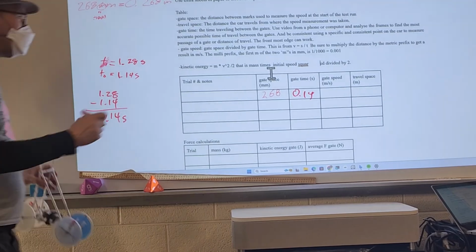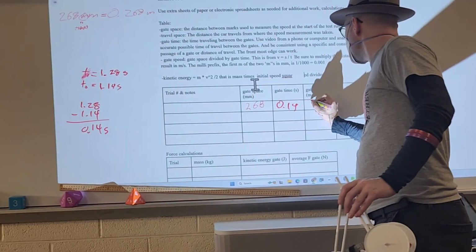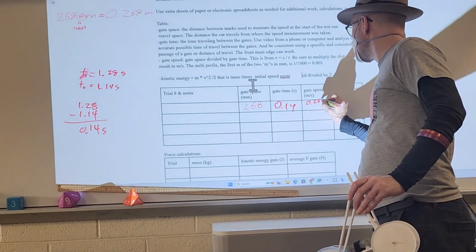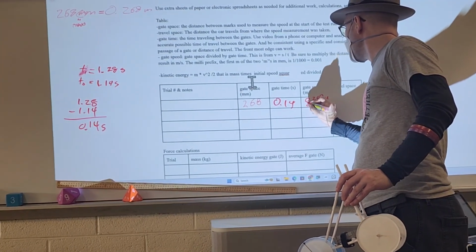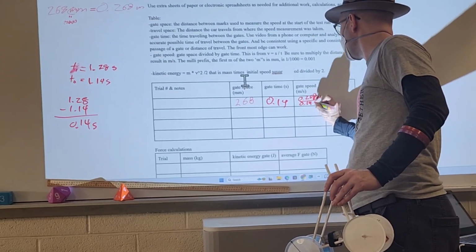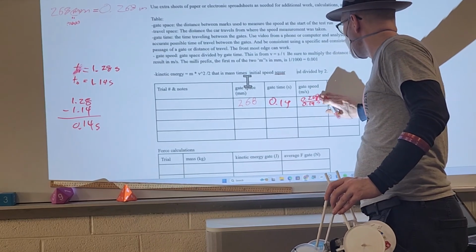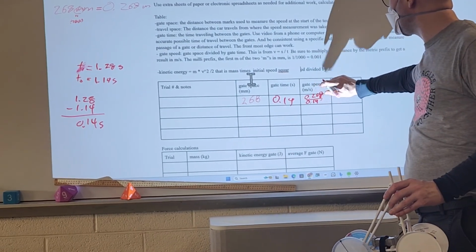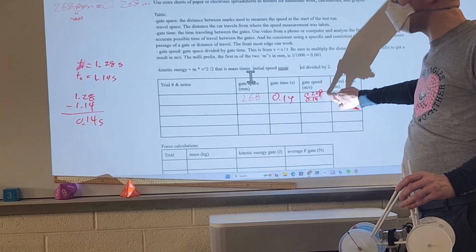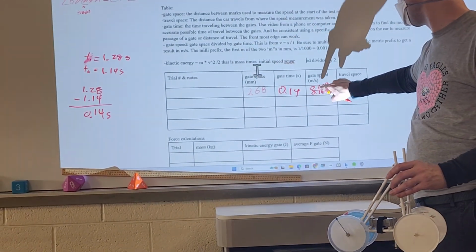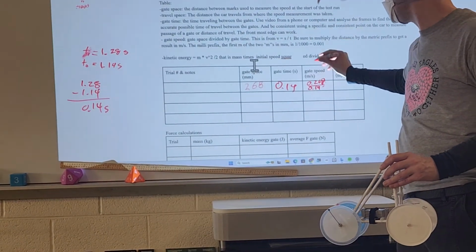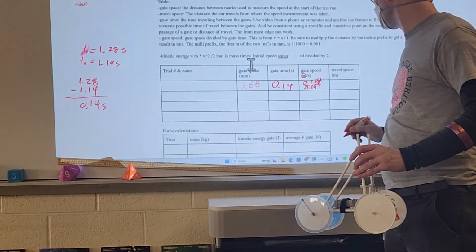And then my gate speed is going to be 0.268 meters divided by 0.14 seconds, so I'll get meters per second. Since my units are up here, I'll remove the units, but I do need to put this in meters. So I can't use 268, I'd use 0.268 because the unit here is meters, not millimeters.